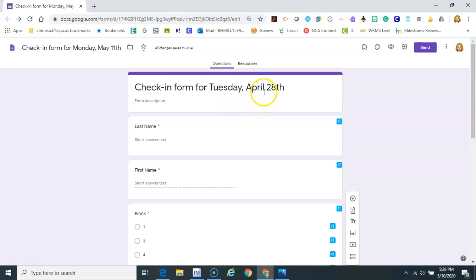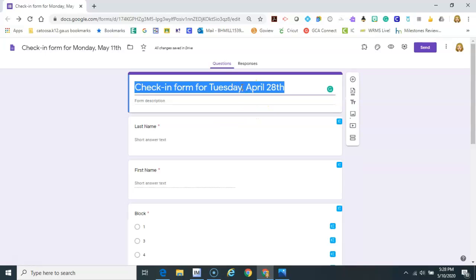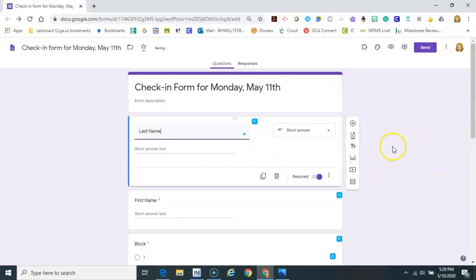Oh, that says I didn't change that. Let me fix that while we're right here. Check. All right, it's fixed.